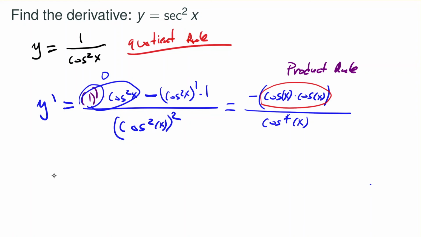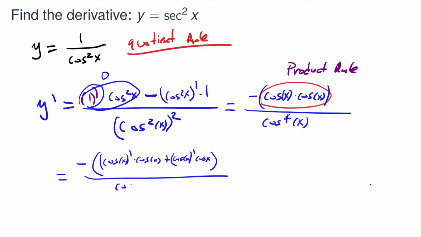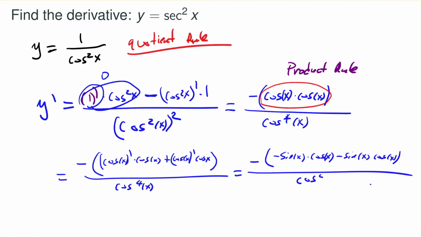So let's write the product rule in the next line. Again, it's negative of the entire thing. Derivative of first, well, in this case, the first and second functions are the same. So we can write derivative of cosine times cosine plus derivative of cosine times cosine, over cosine to the fourth power. So then derivative of cosine is negative sine times cosine x. Same thing, negative sine x, cosine x, over cosine to the fourth x.